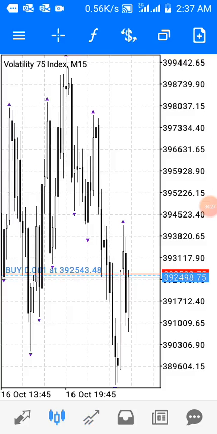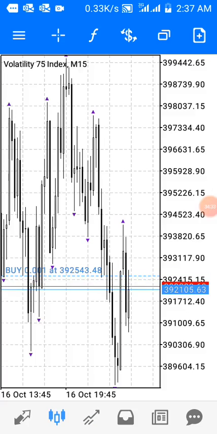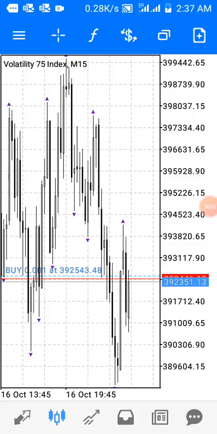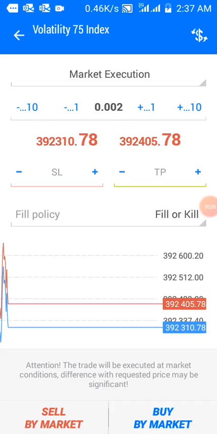Okay, and I immediately set my hedge trade 4,000 points below the current buy trade. What's the buy trade price? I have 392543. So 4,000 points below will be 388543. The hedge will be multiplied by 3.